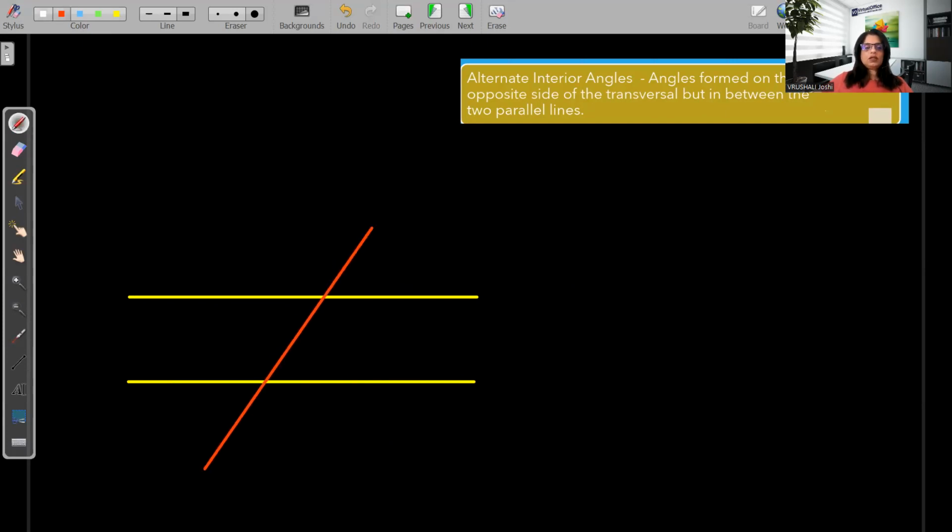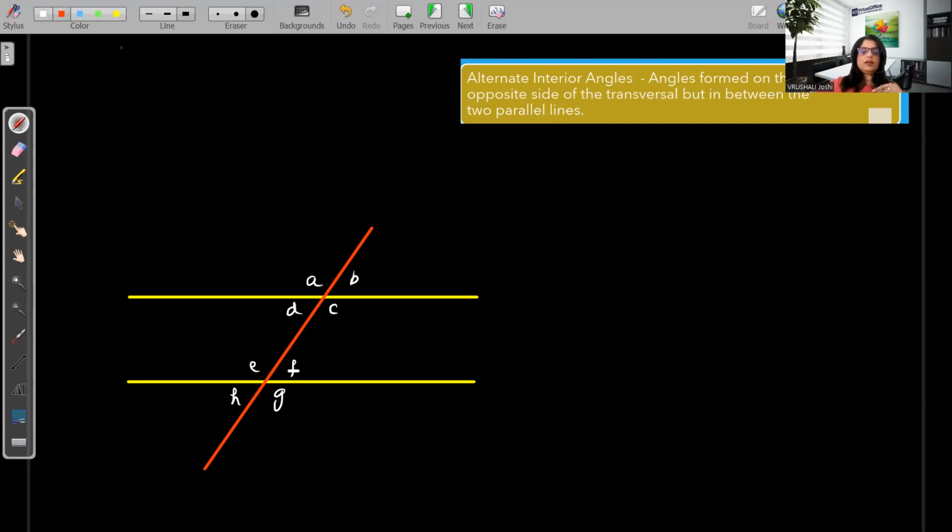So what are the angles formed there? Of 8 angles, correct? What are the angles? A, B, C, D, E, F, G, H. 8 angles, right? 4 pairs of angles. Now, alternate interior angles means angles formed on the opposite side of the transversal, but in between two parallel lines, because they are interior. They are on the interior. Angles on the opposite side of the transversal. They are on the opposite side of the transversal.